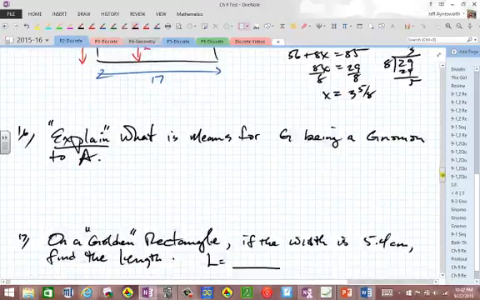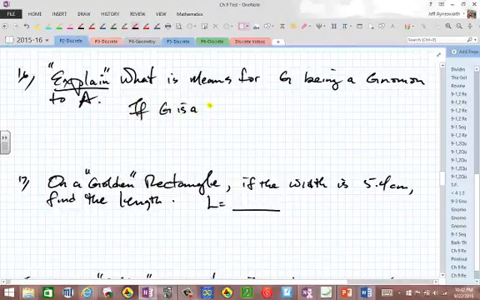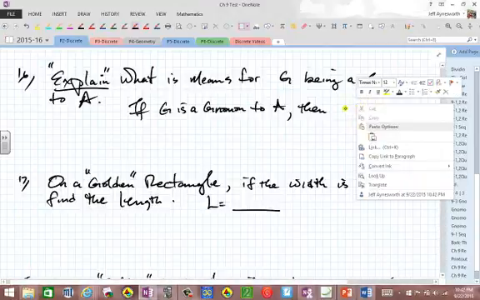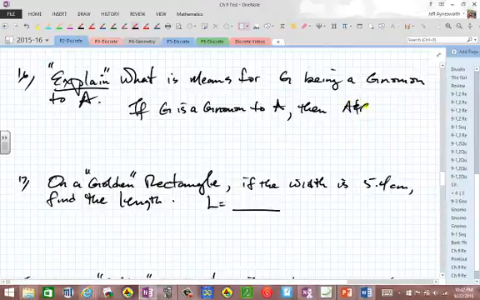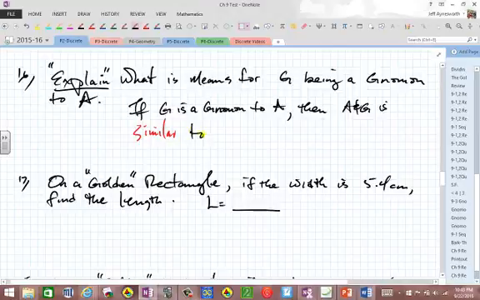Okay, number 16. What does it mean to be a G? Explain what it means for G to be a gnomon to A. Well, if G is a gnomon to A, then A and G is similar to the original figure A. That's what it means. All right, get it down. Okay, that was from the very beginning.